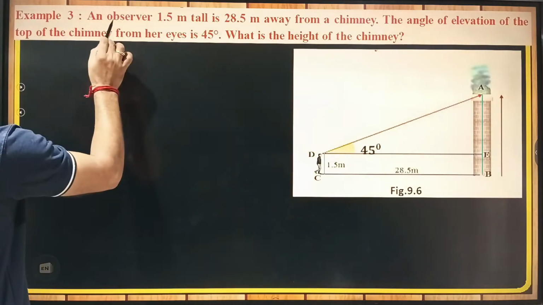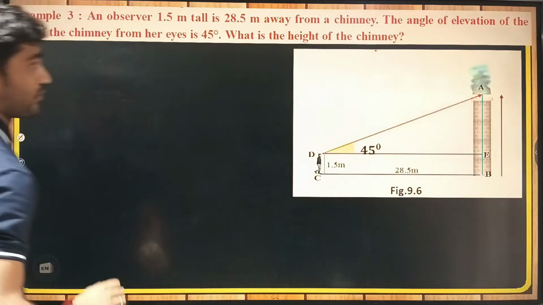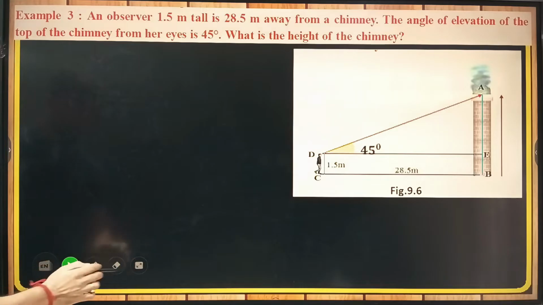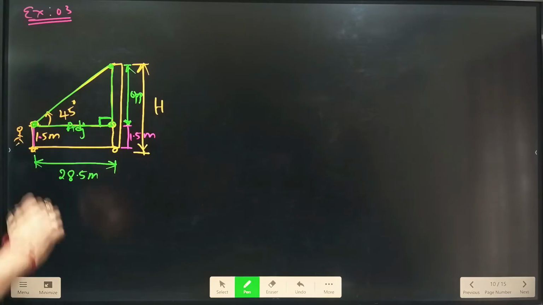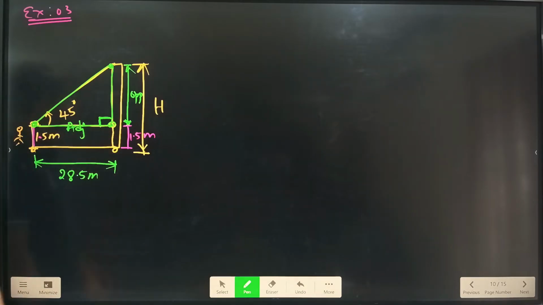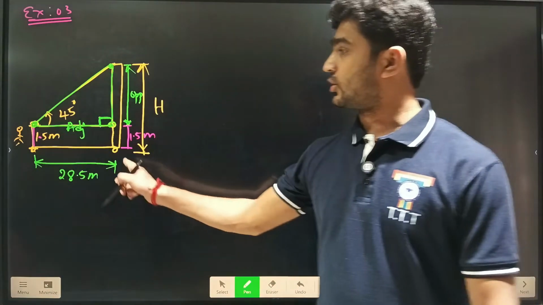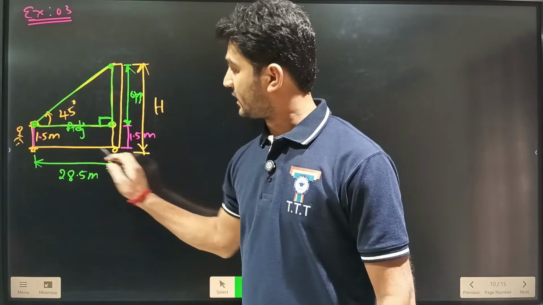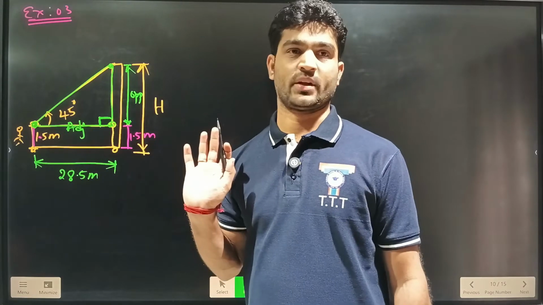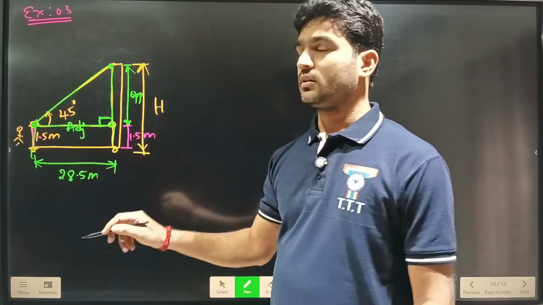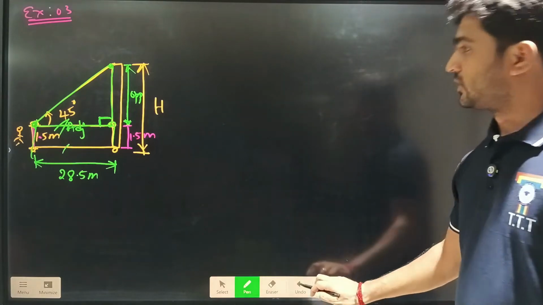28.5 meter is given. An observer 1.5 meter tall is 28.5 meter away from a chimney. That means from here to here is 28.5 meter. That's it. It means that adjacent side or distance is given. Distance is given. Now from this point also it is 28.5. Both this line and this line are equal, since they are parallel.